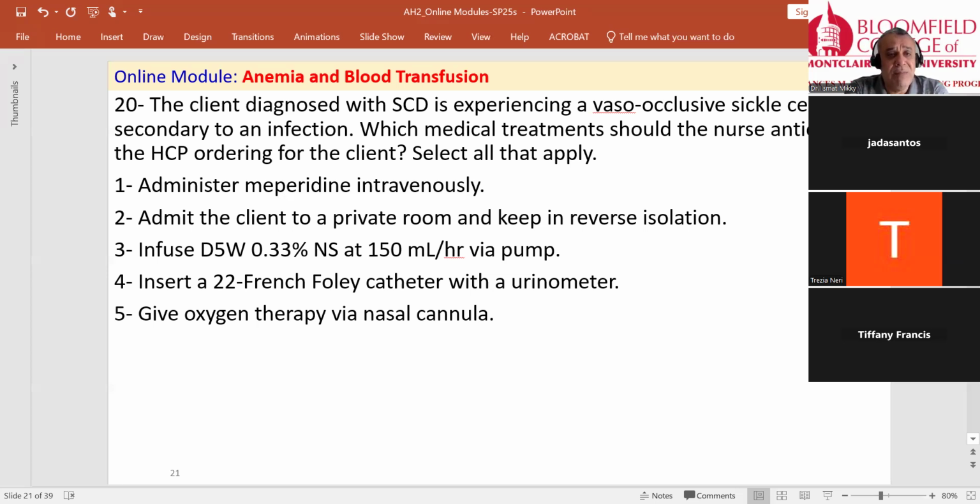Number two, admit the client to a private room and keep in reverse isolation. What is reverse isolation, by the way? I don't like to use the word isolation. Usually I would say reverse precautions. Remember the airborne precautions, droplet precautions, contact precautions, or isolation, right? So what is reverse isolation or precautions? What's the other name for it?